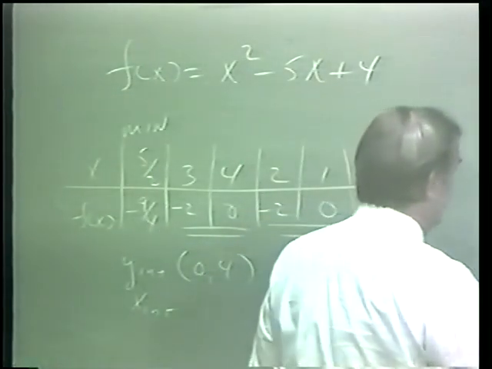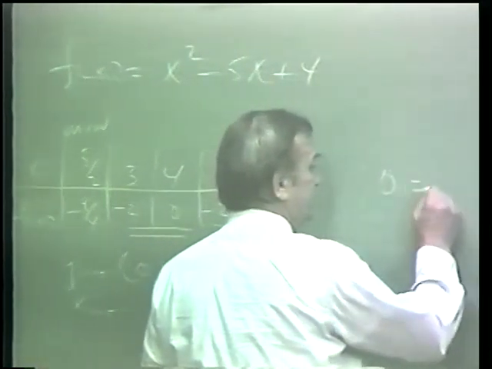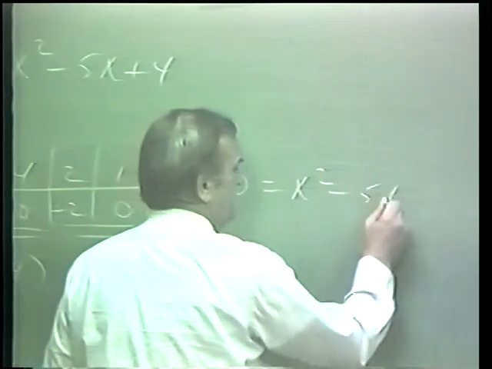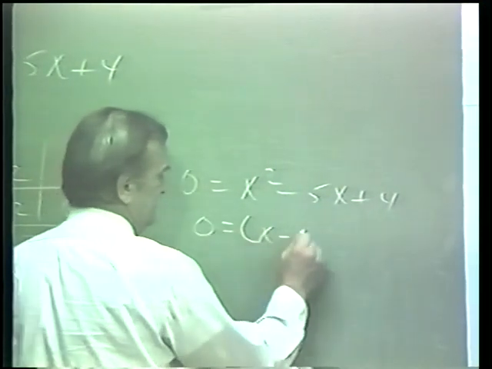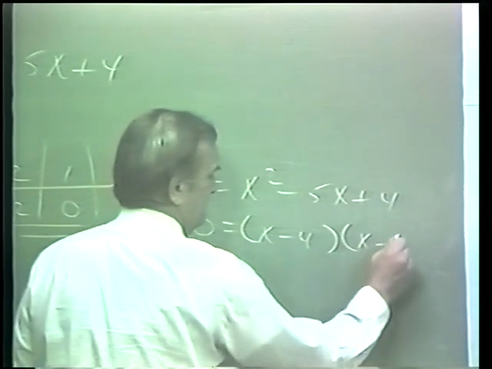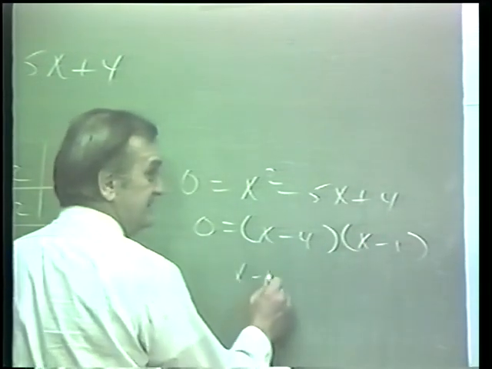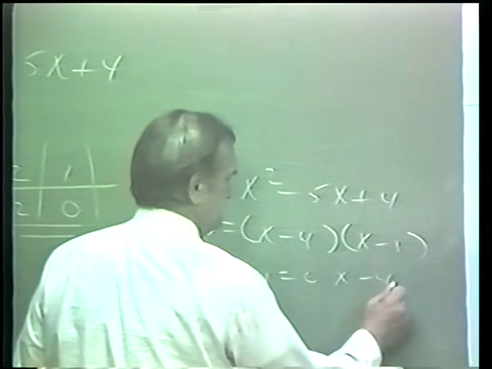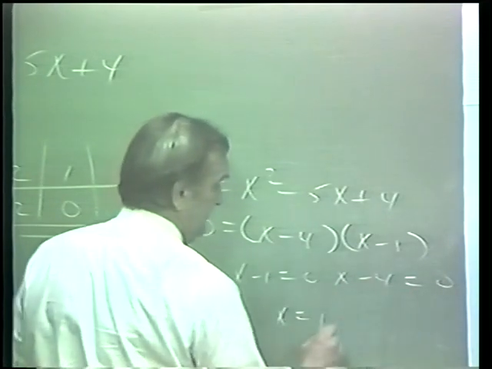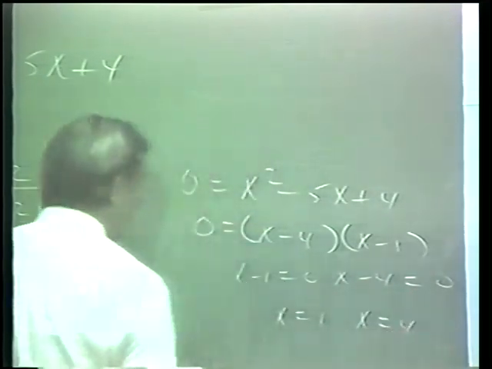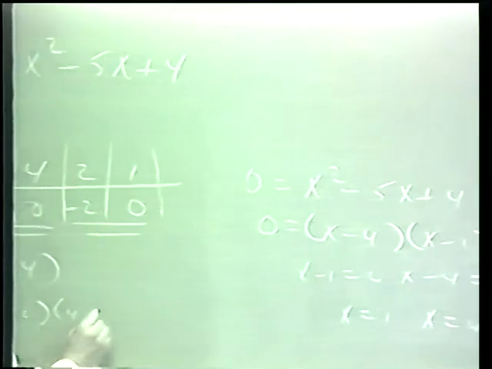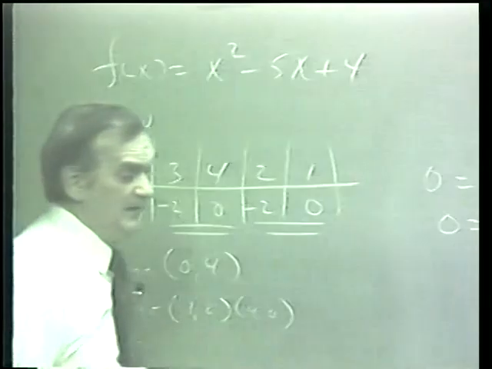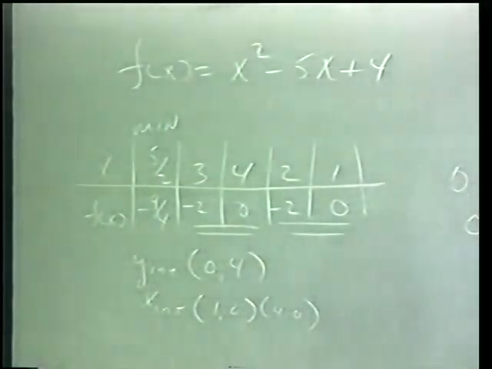To find the x-intercepts, we let y equal 0, so we have 0 is equal to x squared minus 5x plus 4. We factor this. I told you these are all factorable. Set each factor equal to 0. Solve them, you get x equal 1, x equal 4. So your x-intercepts are (1, 0) and (4, 0). And so there are all the points we need in order to draw a decent sketch.